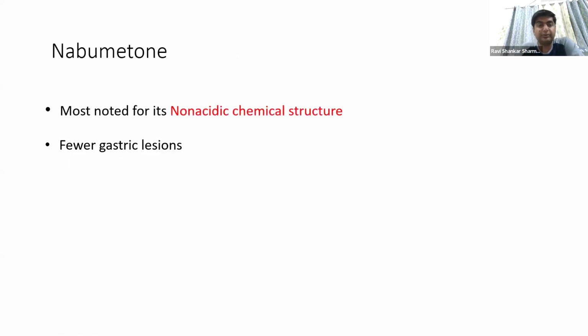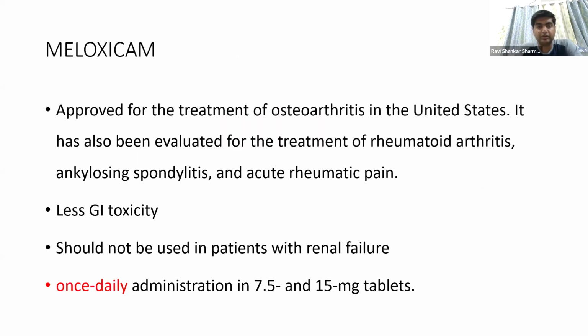Now, then comes nabumetone. The only MCQ thing I have written here is its non-acidic chemical structure. Then there comes your COX-2 preferential meloxicam. Again, it has once daily administration. The doses are 7.5 to 15 milligram. Okay, especially used in the USA. It was used for osteoarthritis patients when a longer acting drug is needed.